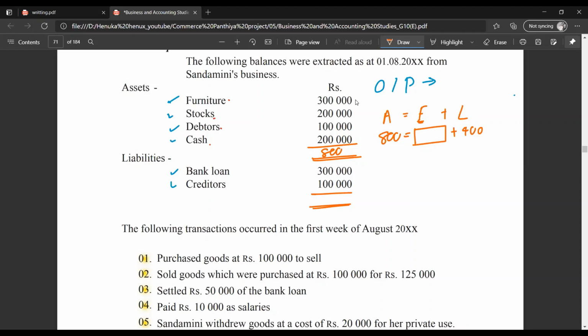So if I build up the equation to find the equity, equity equals assets minus liability. Total number of assets of a business should be subtracted by total number of liabilities. So here the total liabilities are 400,000 and the total assets are 800,000. So the remaining would be 400,000. E equals 800 minus 400. So the answer is 400.